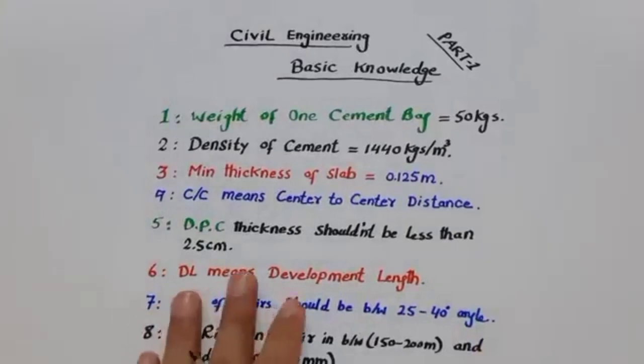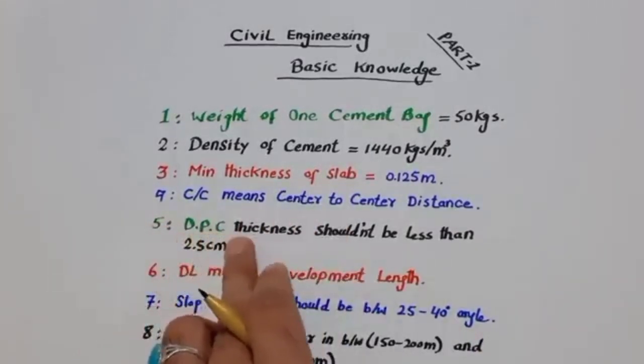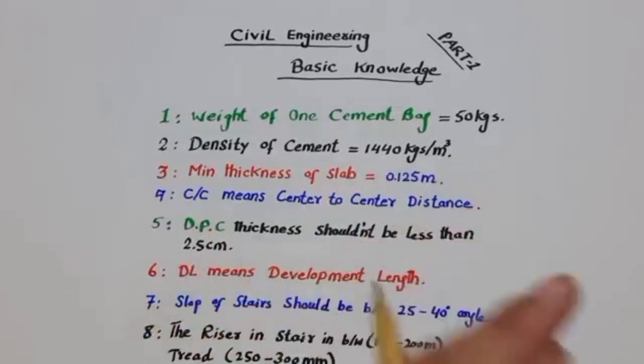Okay, next one, guys, you can see thickness of DPC, damp proof course, which should not be less than 2.5 centimeter or 1 inch. Right.